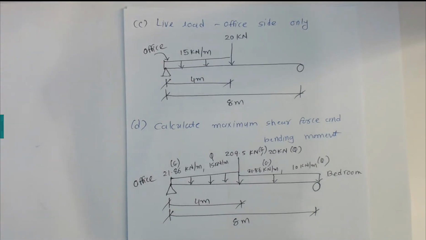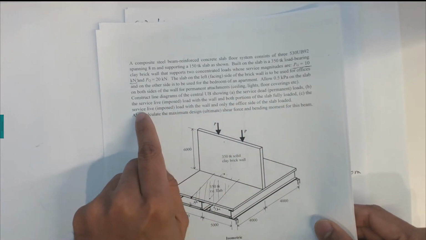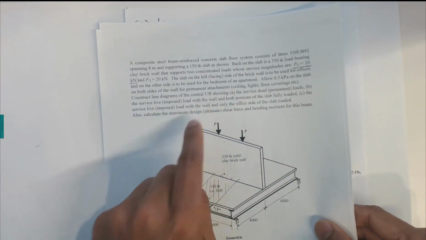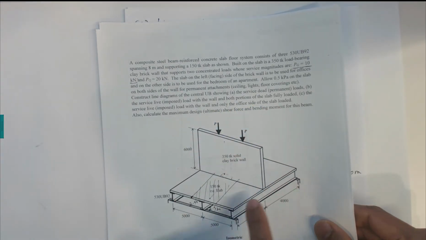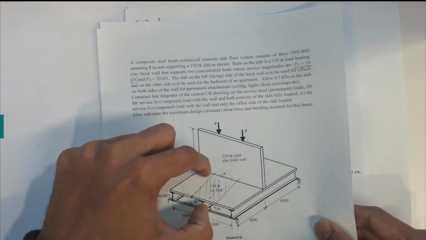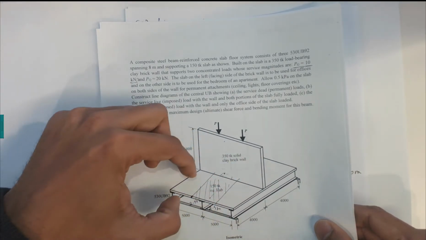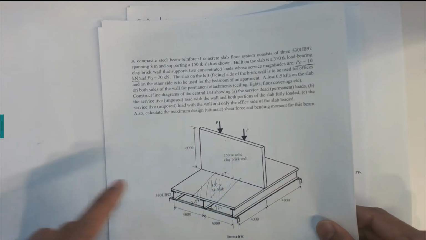Continue straight from the previous video where we looked at the calculation of dead load and live load, and now we are looking for live load with the wall. So live load with the wall and only the office side of the slab. If I have the office side of the slabs and the wall, we just need to calculate the live load due to the office and the brick wall. We are just ignoring the bedroom on the other side.